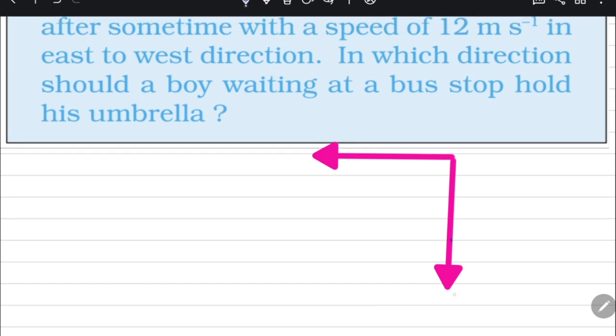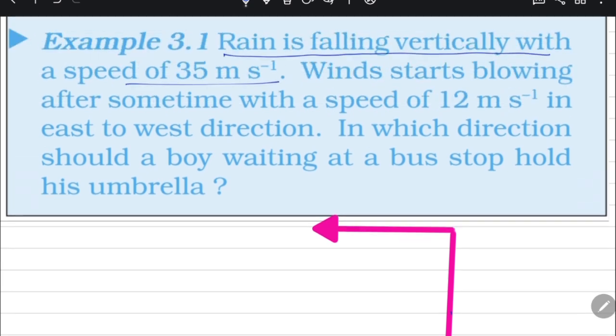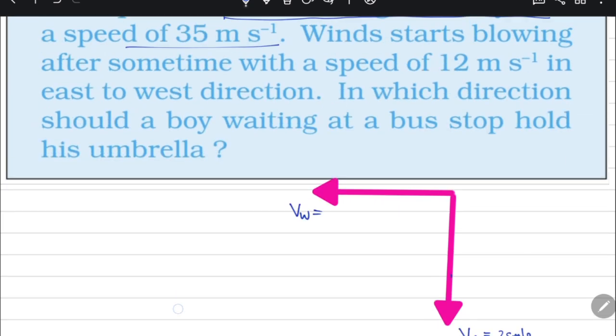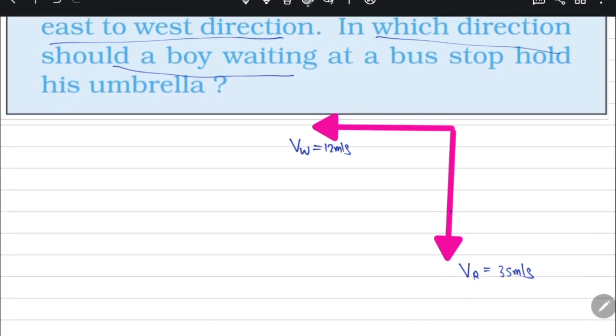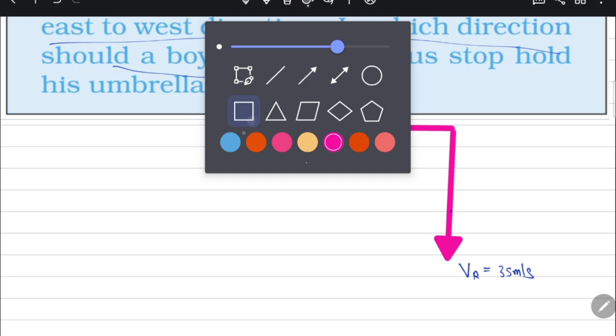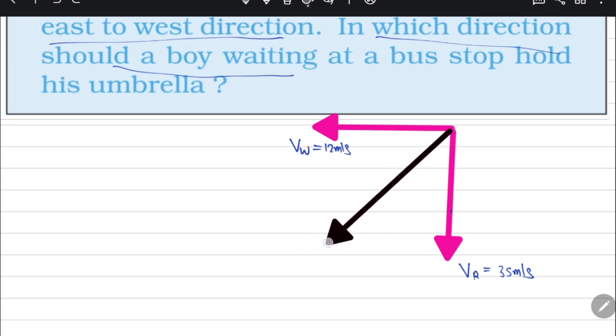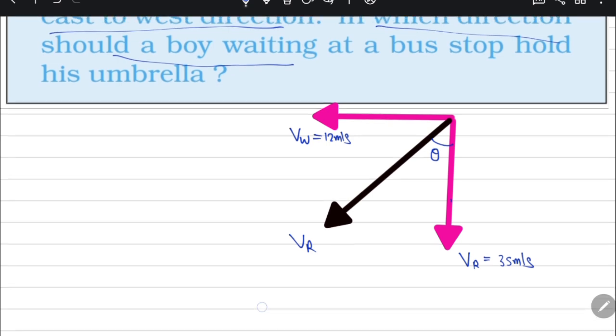Let me write this. Velocity of rain is 35 meter per second. Velocity of wind is basically 12 meter per second, east to west direction. In which direction should a boy waiting at a bus stop hold his umbrella? So first we find the resultant of these two, and the resultant comes out to be in this direction. So this resultant is here, and this angle with the vertical is theta.